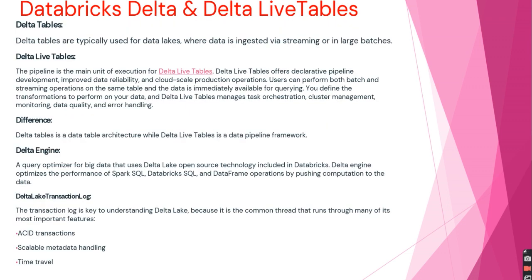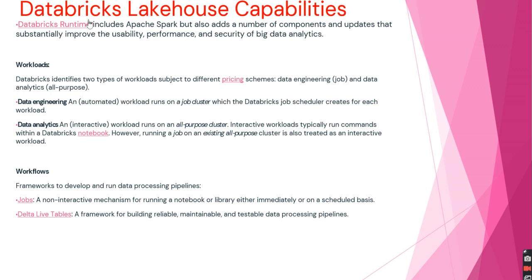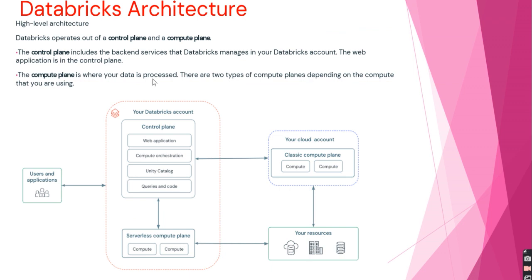Coming to the next one, Databricks Lakehouse capabilities. They provide runtime feature components to substantially improve the usability, performance, and security for big data analytics workloads. Like I mentioned, there are two types of workloads: data engineering workloads and data analytics workloads. There are two types of workflows, jobs and Delta Live tables, and then serverless and classic models for your compute.